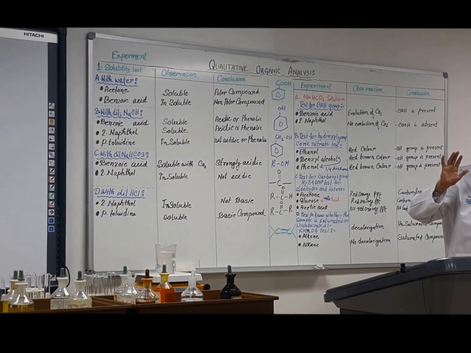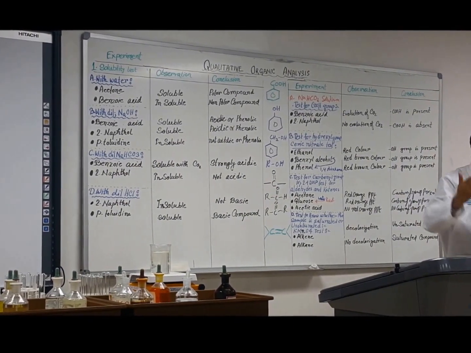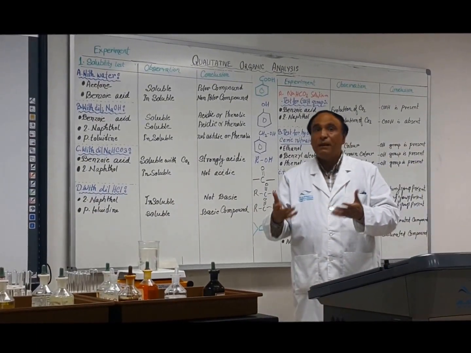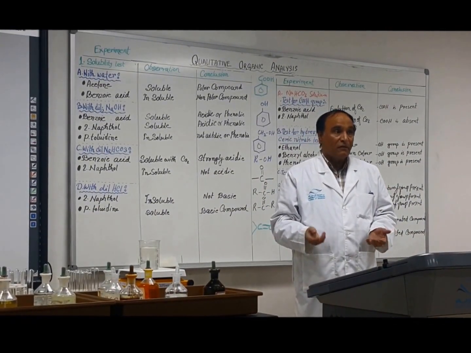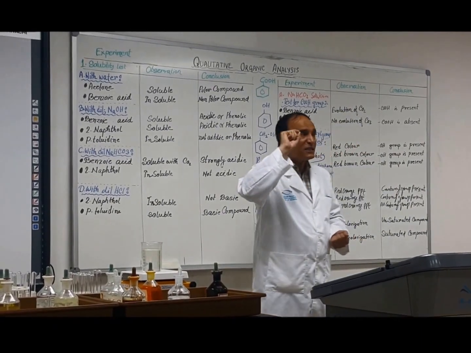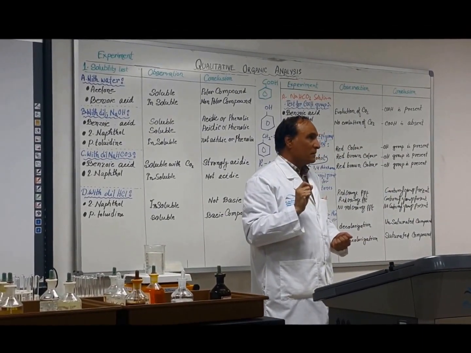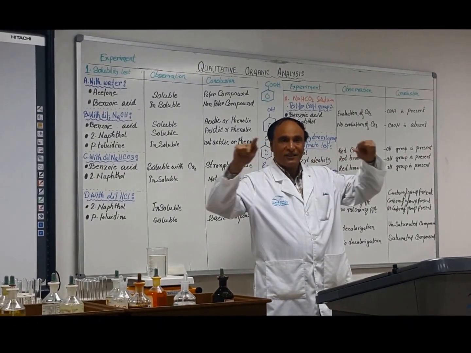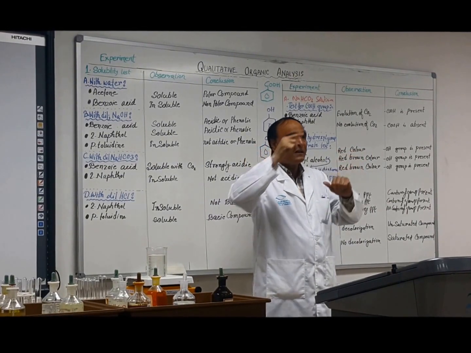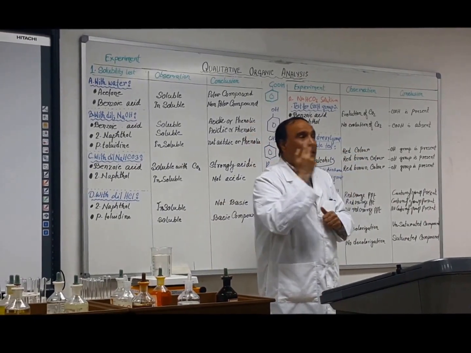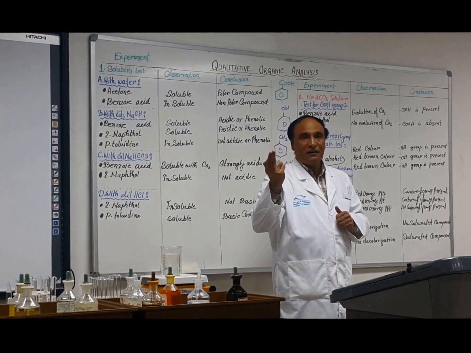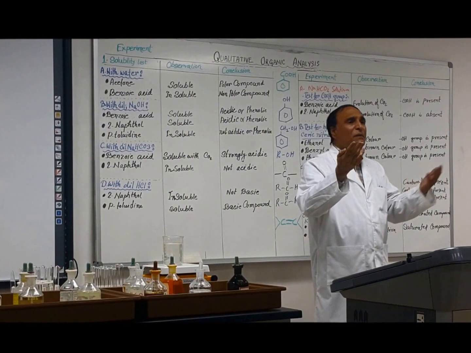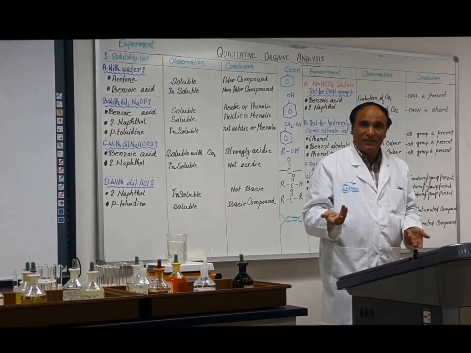Did you understand? You know that organic compounds are recognized by their functional group. Functional group is a very small part of the molecule. Sometimes it is only one atom, like O in ether. You know it? Yes. Like chlorine, only one atom. Sometimes two atoms, like OH. Sometimes three atoms, like aldehyde. Sometimes maybe maximum 4 atoms, like carboxylic acid.